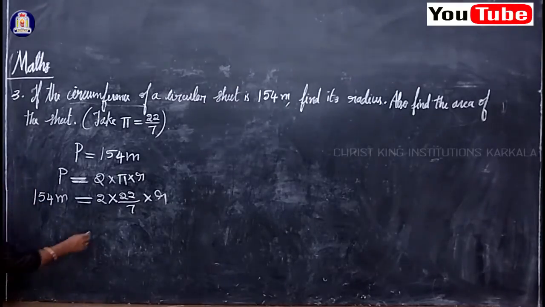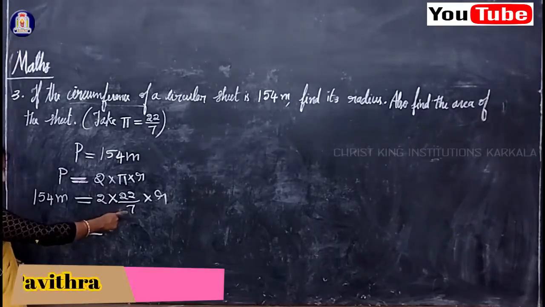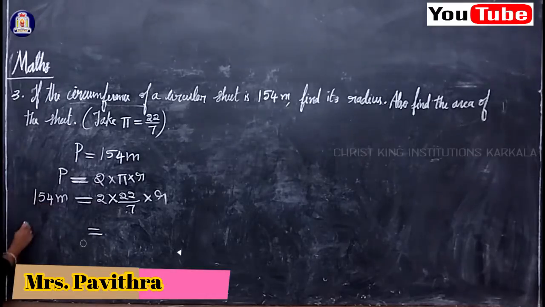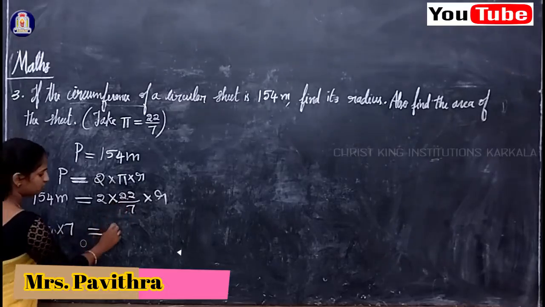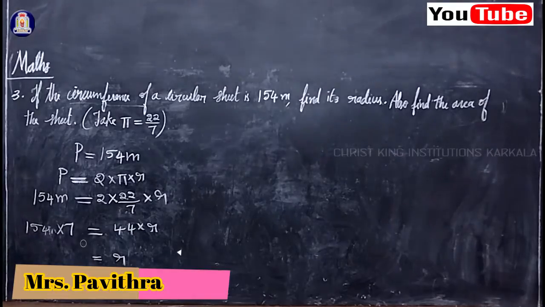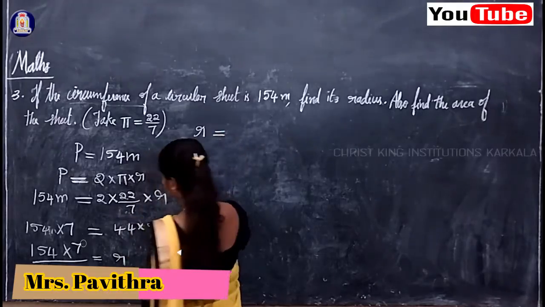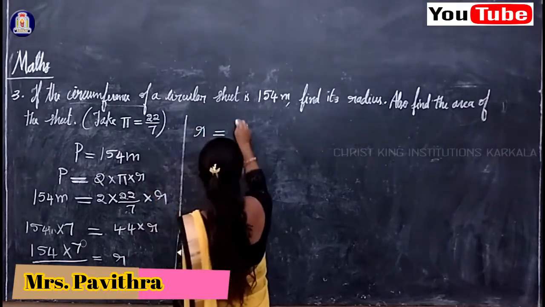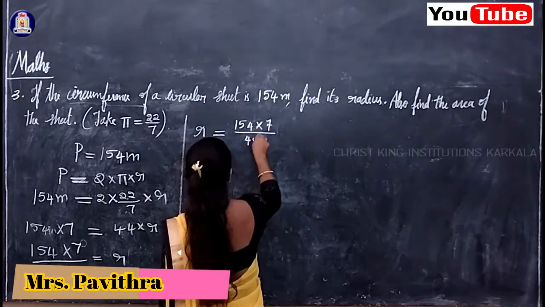Now you can multiply. Since 22 by 7 is dividing, it will multiply on the other side. So 154 meter into 7. Here 2 into 22 is 44 into r. So r, the radius, is equal to 154 into 7 divided by 44. Now I think the 2 table divides 154 into 7 divided by 44.